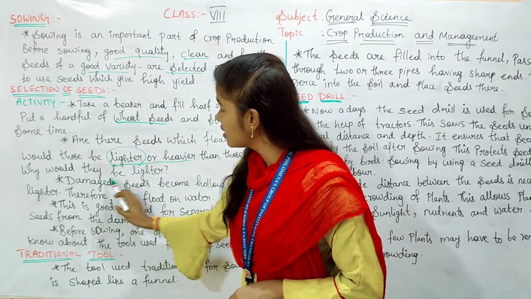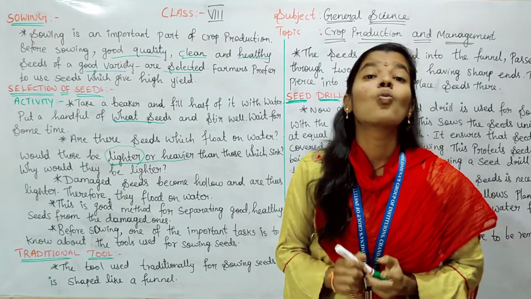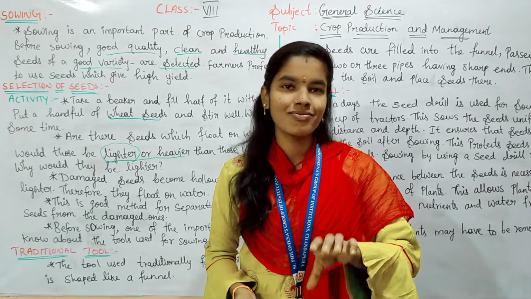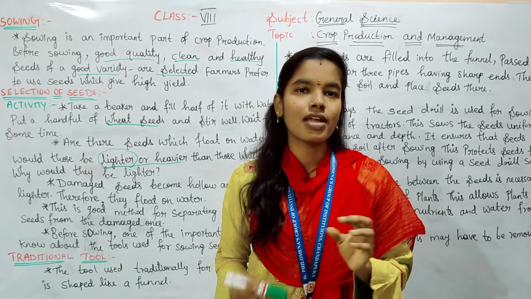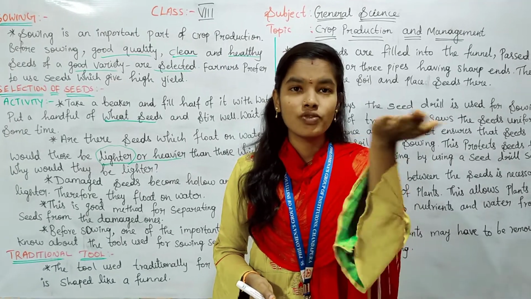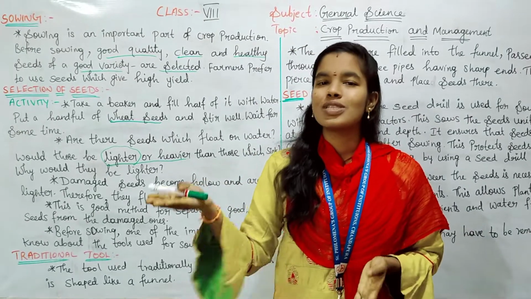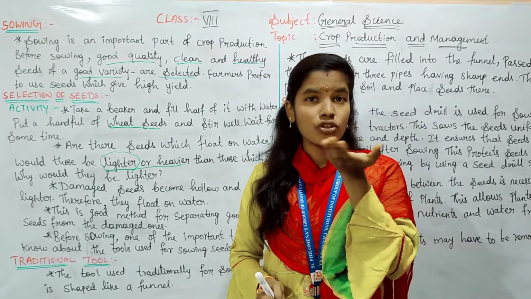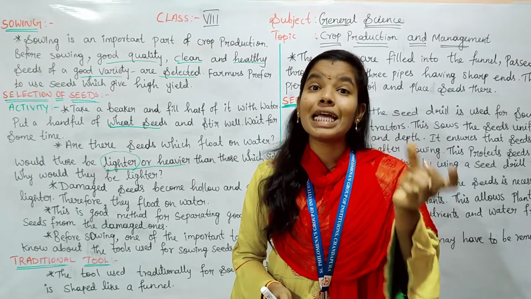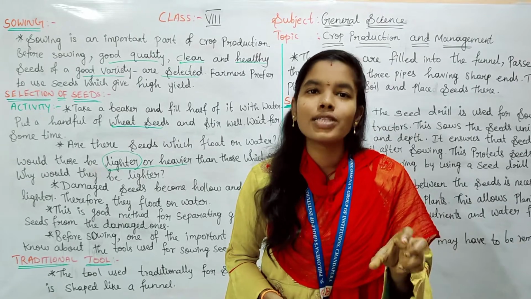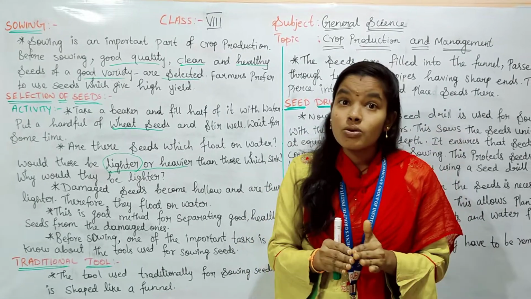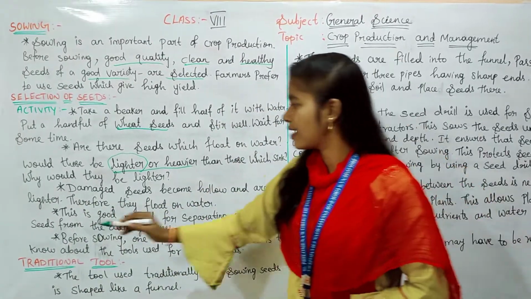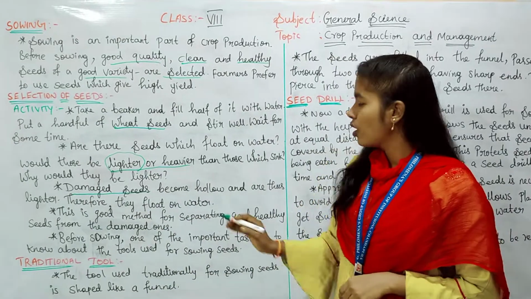And why would they be lighter? We take a beaker, put some wheat seeds in it and stir well. After some time, some seeds will float on top of the water and some will sink to the bottom. Are the floating seeds lighter or heavier? Yes, they are lighter. Because of their light weight, they float on top of the water. Next question, why are they light? Listen, the answer is that damaged seeds become hollow.